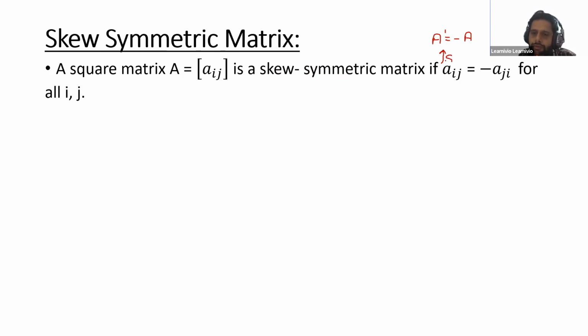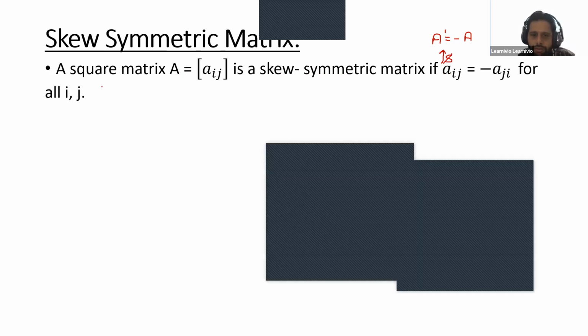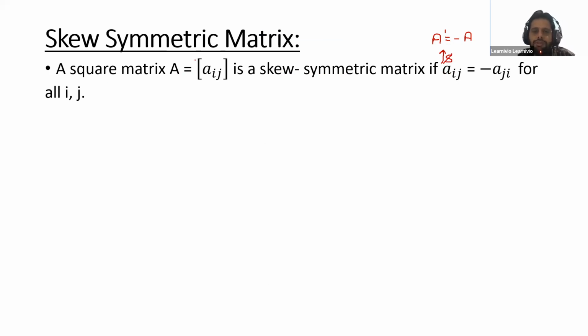And then Aij is equal to minus Aji for all i and j. So please remember this. What is a skew symmetric matrix? A square matrix is said to be a skew symmetric matrix if A transpose is equal to minus A. In the previous case, the symmetric matrix, we have A transpose equal to A. In a skew symmetric matrix, we have A transpose equal to minus A. And we have this condition Aij is equal to minus Aji for all i and j.